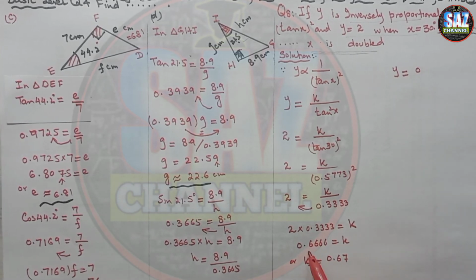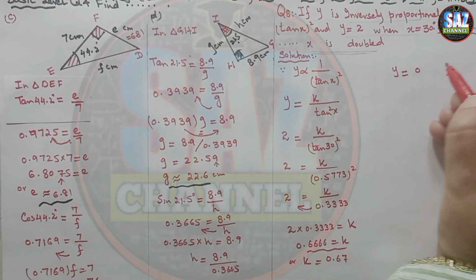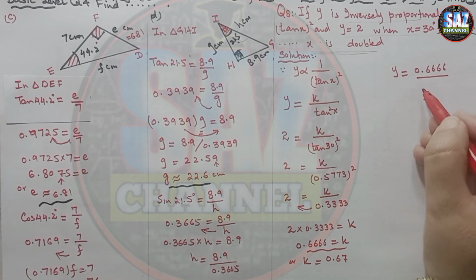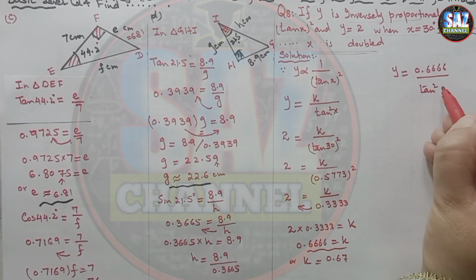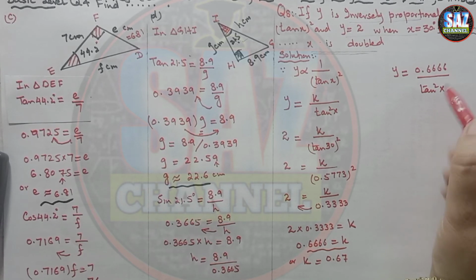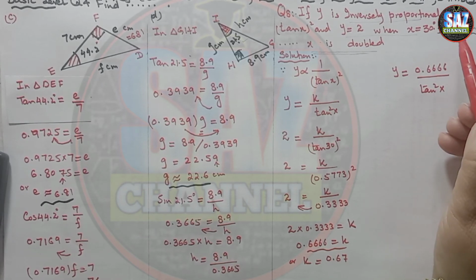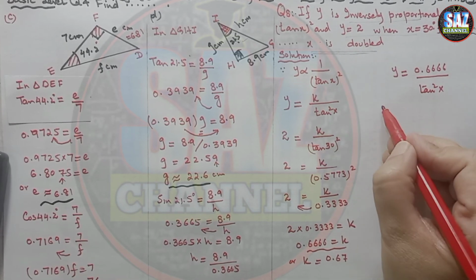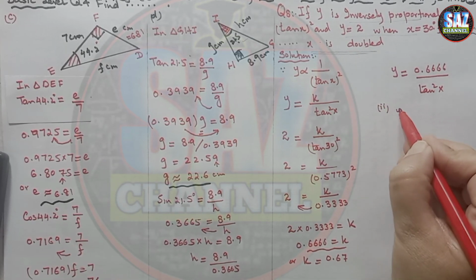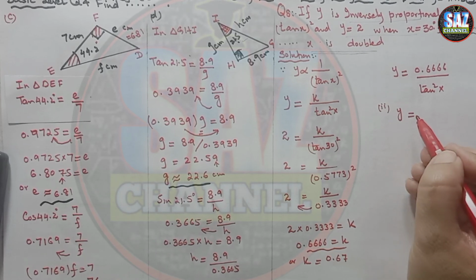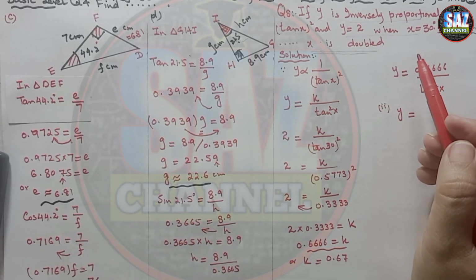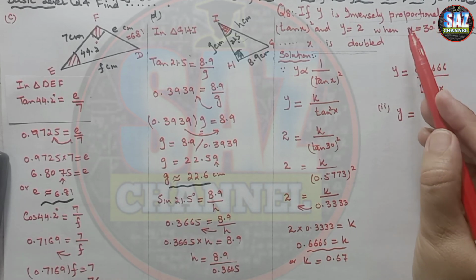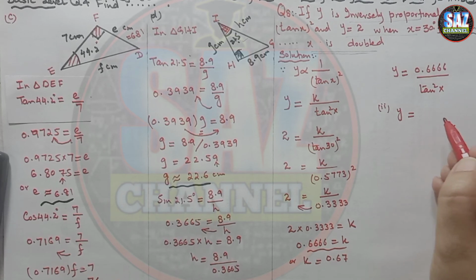Now the relationship will become y equals 0.67 upon tangent square x. Or in the beginning, you can even take this calculation, 0.6666 upon tangent square x. Now the second requirement of the question is, find y when x is doubled. It's really important to understand that for the second part, we have to find the value of y when x is doubled. Double means that whatever is the value of x given to us, we have to multiply that by 2. The value of x which is given in the question is 30 degrees.